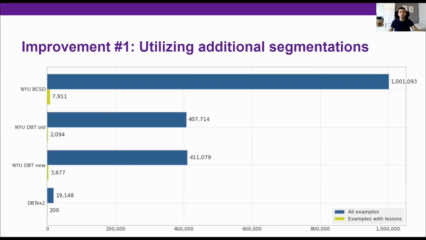First of all, we used additional data provided by NYU Langone Health. DBTex2 training set contains almost 20,000 volumes, with 200 volumes with annotations. In the first challenge, we have utilized the NYU breast cancer screening dataset, containing almost 8,000 segmentations, coupled with the old NYU DBT dataset that contained around 2,000 segmentations. For this challenge, we were able to utilize almost 2,000 additional volumes with segmentations.